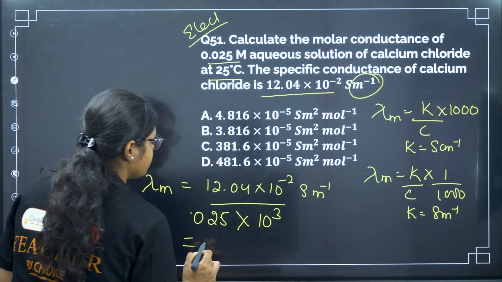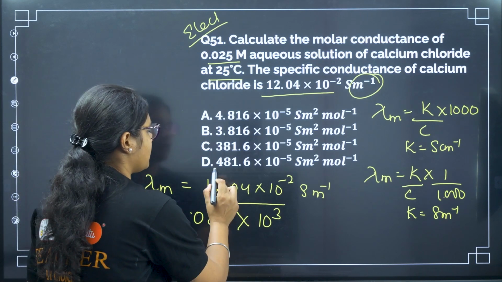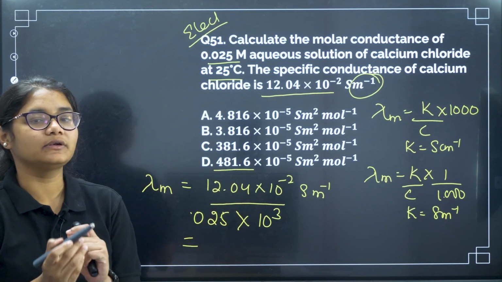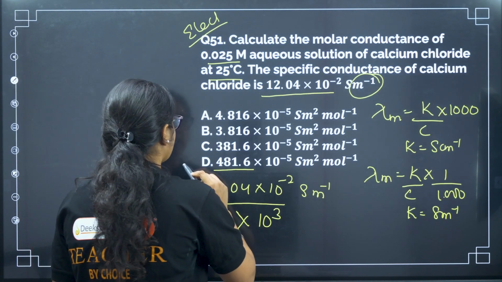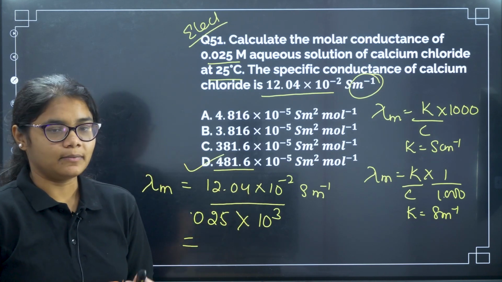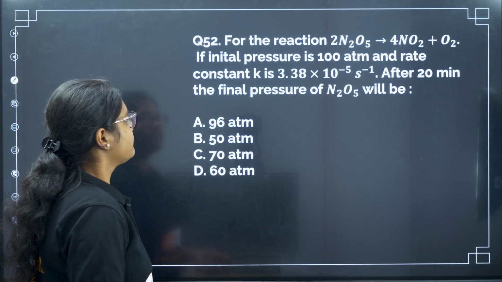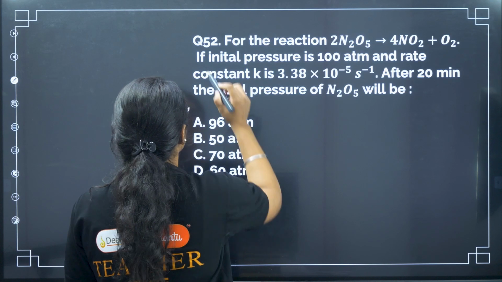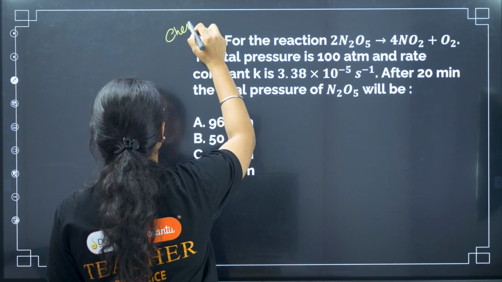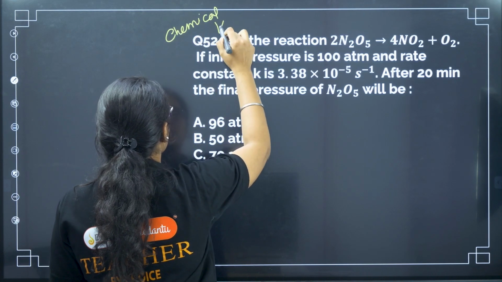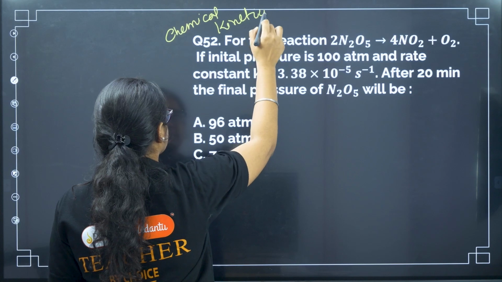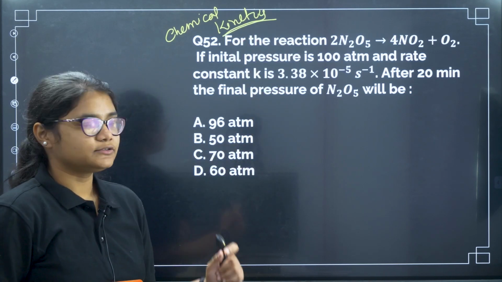Okay, so now if you solve this value, the answer you will get is around 481.6 into 10 to the power of minus 5. So the correct answer for this question is option number D. Okay, next. For the reaction 2N2O5, this question is from your chemical kinetics. Again, a high weightage topic, you can easily expect 3 to 4 questions from this chapter, so revise it properly.